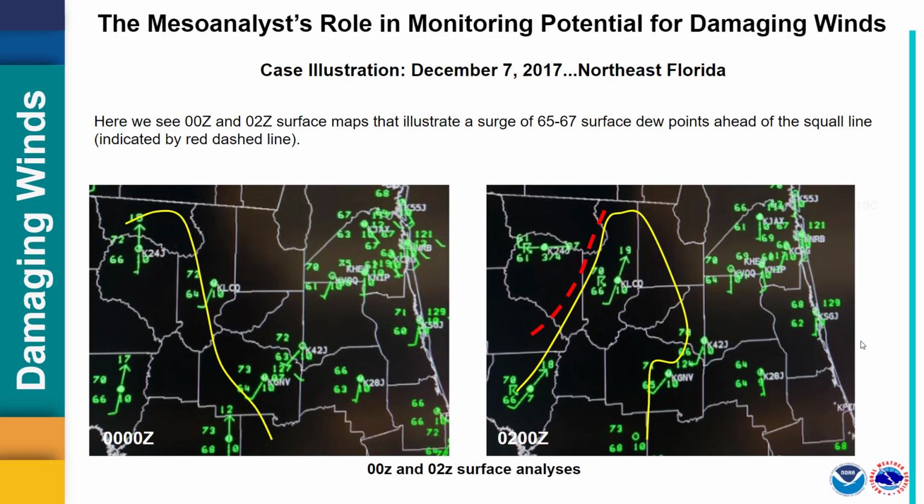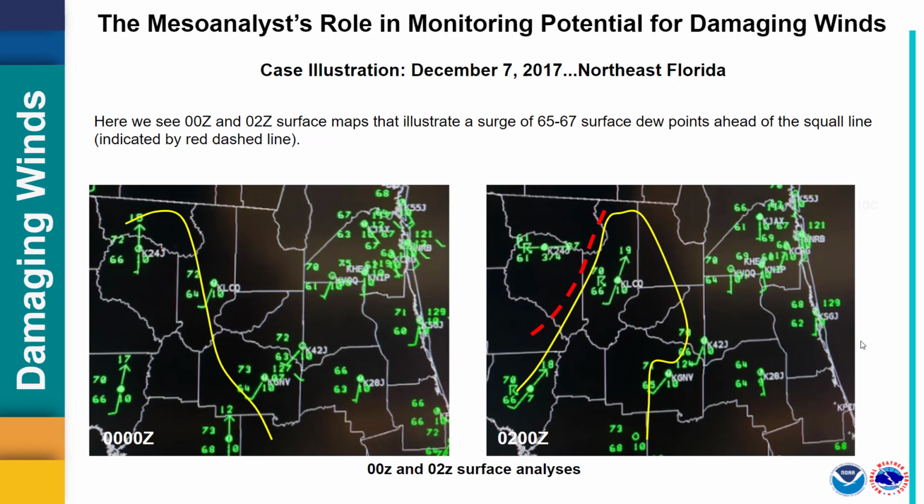Here are the surface maps for 0Z and 2Z. We can see a surge of 65 to 67 degrees surface dew points just ahead of the squall line, which is marked by the red dash line. This would support the NAM solution of an axis of sufficient CAPE to maintain the squall line intensity as it moved eastward. Note the somewhat more southwesterly surface flow associated with the higher dew points.